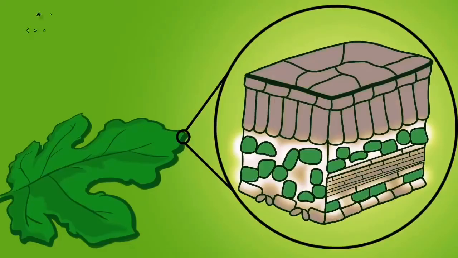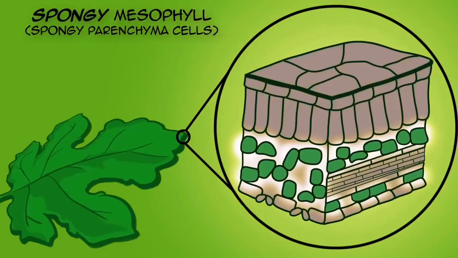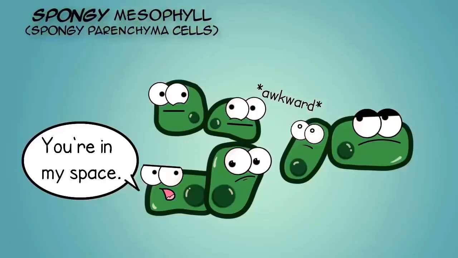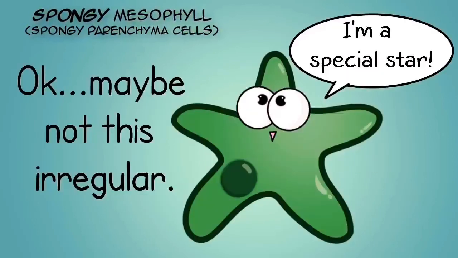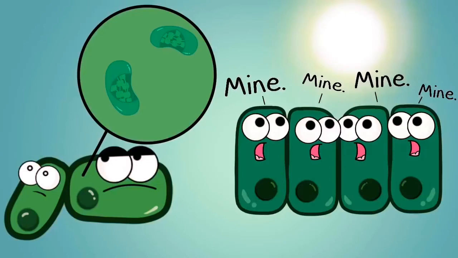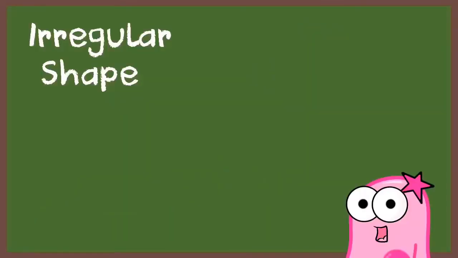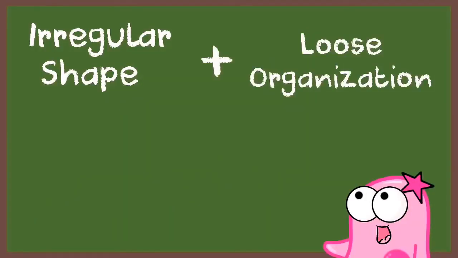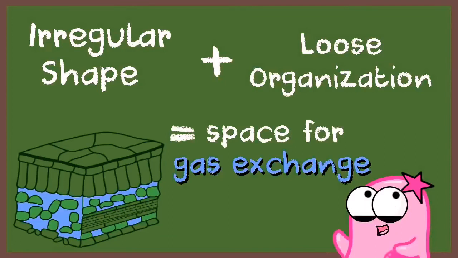Underneath it, take a look at these spongy mesophyll cells. The cells that make up this area are pretty loosely packed. They have irregular shapes. They can have chloroplasts, but in many plants, they may not have as many chloroplasts as the palisade mesophyll cells because in many plants, the spongy mesophyll cells don't do as much photosynthesis as the palisade mesophyll cells do. Their irregular shape, combined with loose organization, gives space for gas exchange, which you need for photosynthesis.